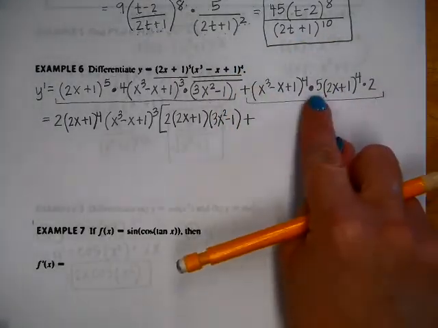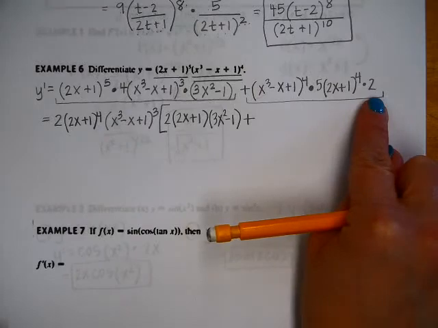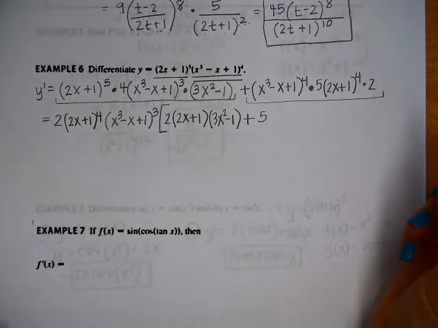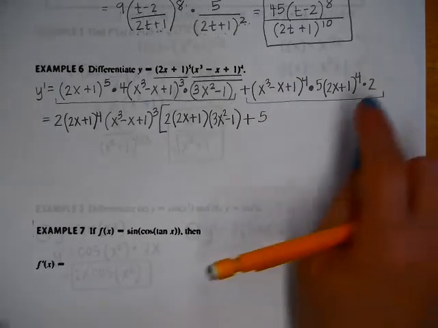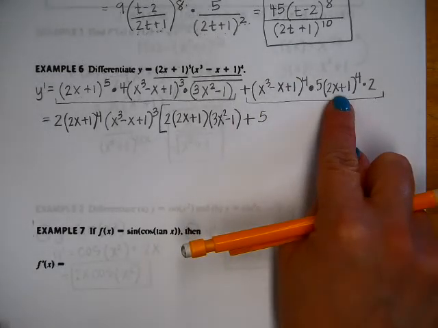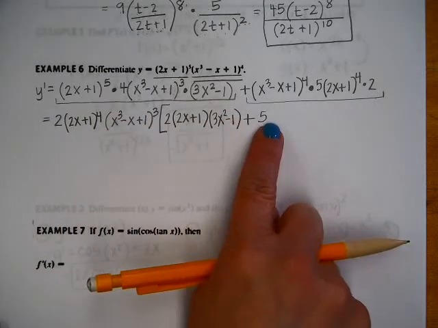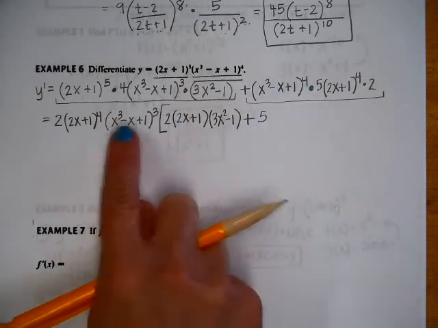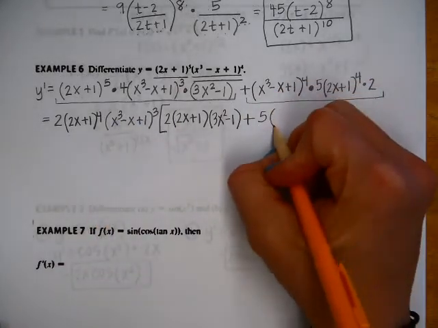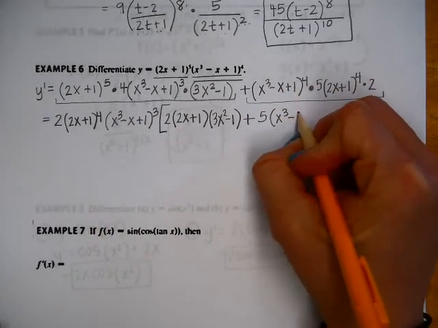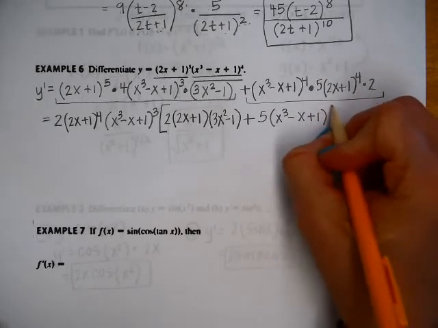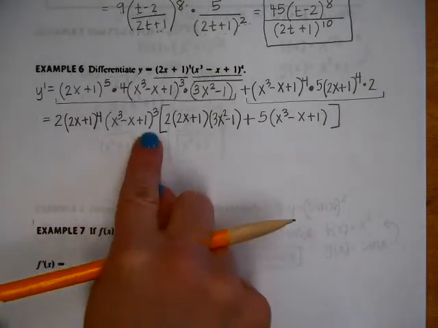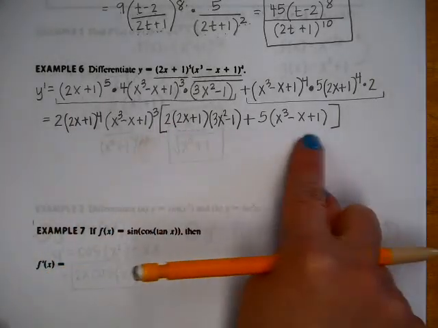Alright, I've got 5 times 2, which is 10. So if I pull out a 2, then I have a 5 left. If I have 2x plus 1 to the 4, then I pull 4 out, I don't have any left. And if I have x cubed minus x plus 1 to the 4, then I pull 3 out, then I have 1 of those left. Okay? So now we have factored this out, and this is what is left.